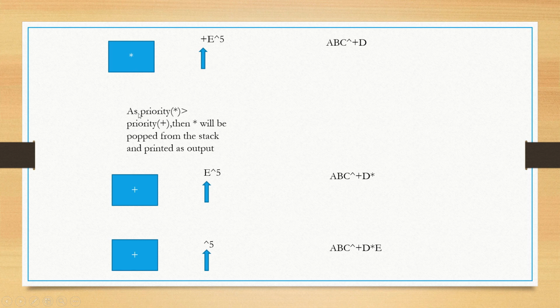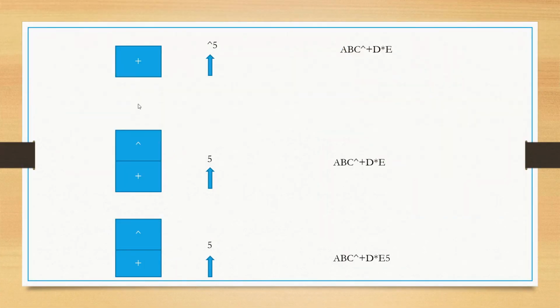are operators, but as a priority, star has greater priority than plus, so we pop the star out of the stack and insert it to the output string, and again we push the plus to the stack. The output will be like this. Again we check E, an operand, so we append E to the output string. Plus remains the same, and again we check power, the operator, so we push power to the stack, and again check 5, an operand, so we append the operand to the output string.